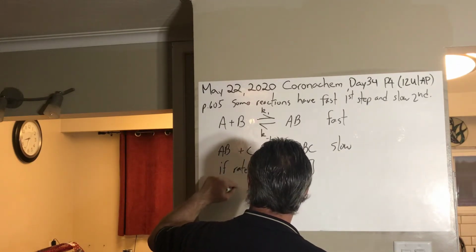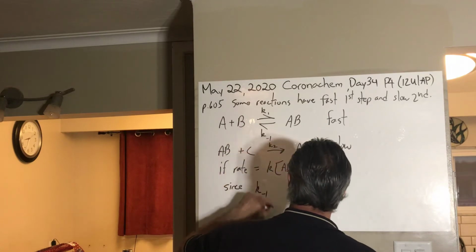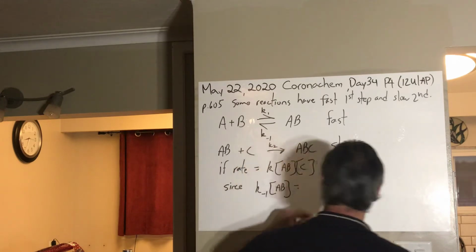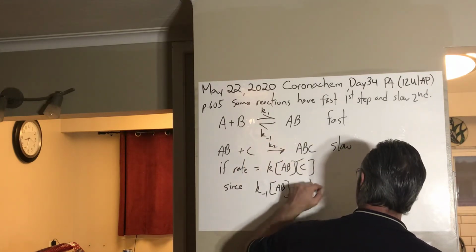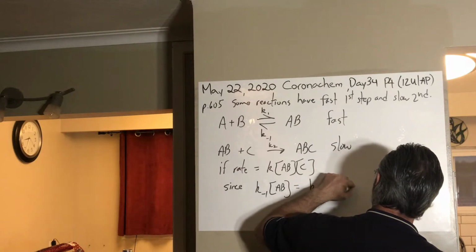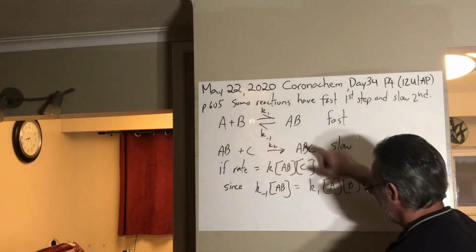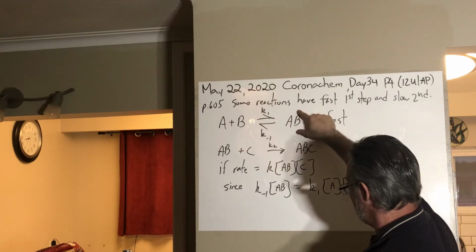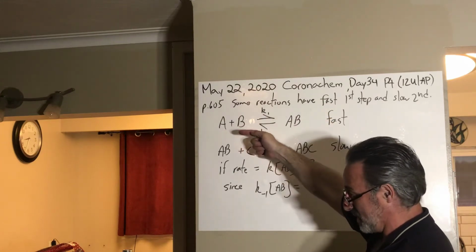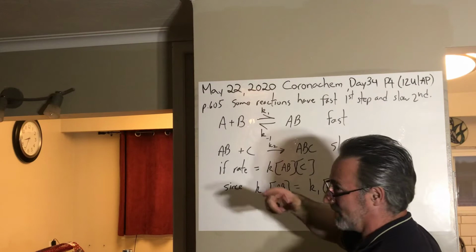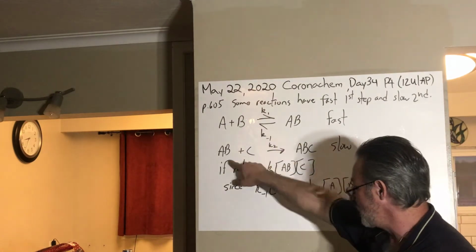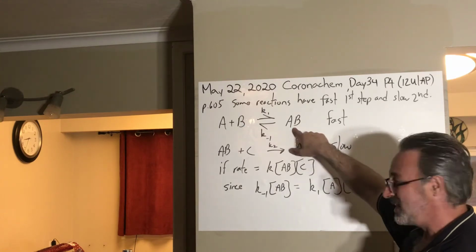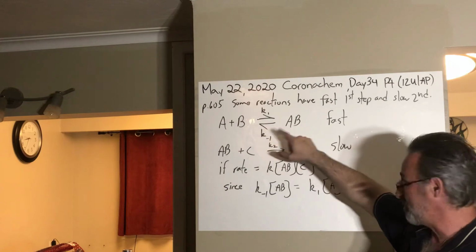since K sub -1 of AB is equal to K sub 1 of A times B, so at some point you get an equilibrium when this is going in both directions. Because this step is faster, some of this stuff will build up, and then some of it will start turning back into A plus B. At some point you get an equilibrium. They sometimes call it steady state, because some of this is getting used to form ABC, but because this is a slow step, it doesn't eat up all of the AB that gets formed by the fast step. So actually AB builds up.